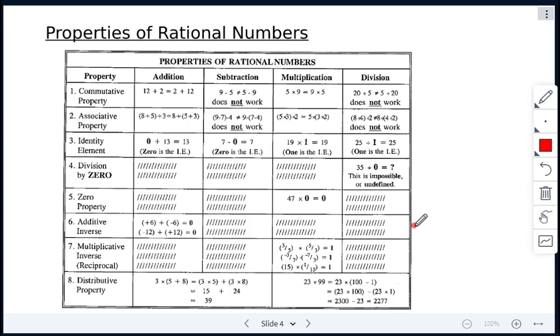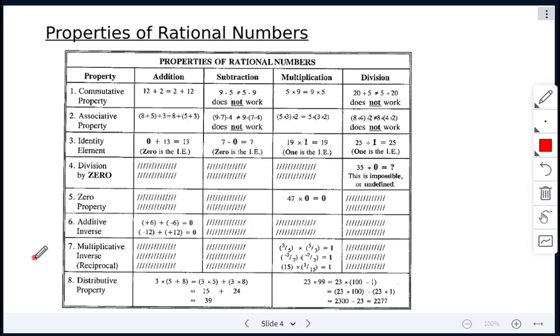And then additive inverse, so that just means if you have, for example, a positive 6 and you're adding it to the negative 6, you'll always end up with 0. So the positive number plus its negative, you'll end up with 0. So negative 12 plus positive 12, the answer is 0.